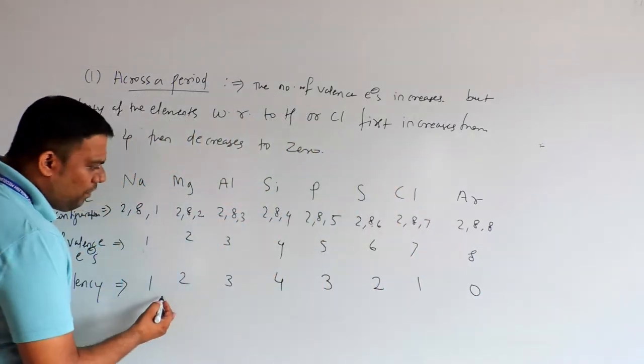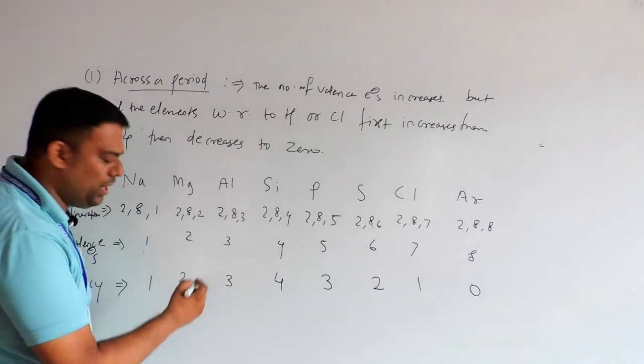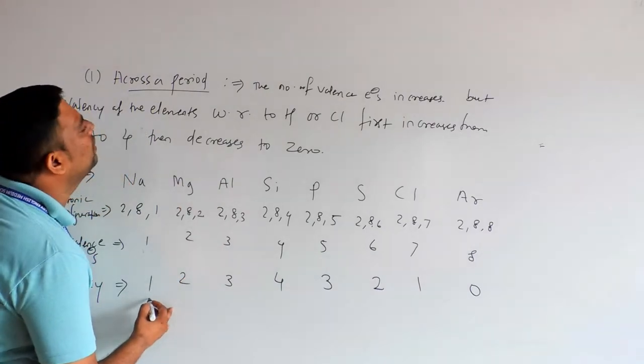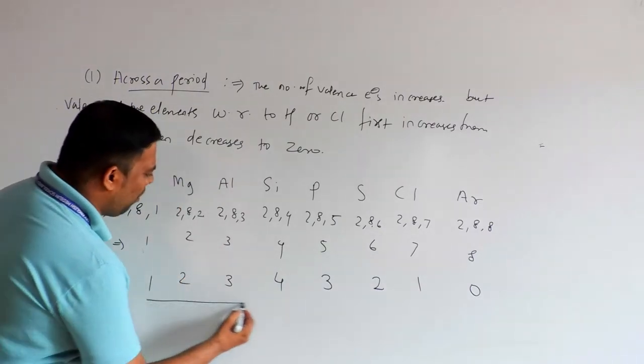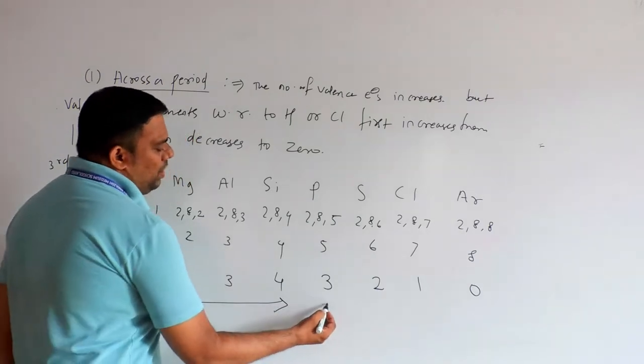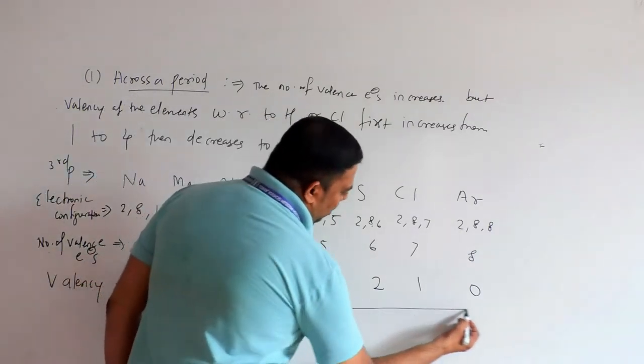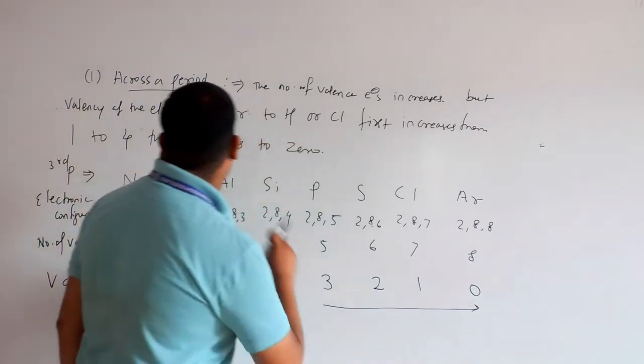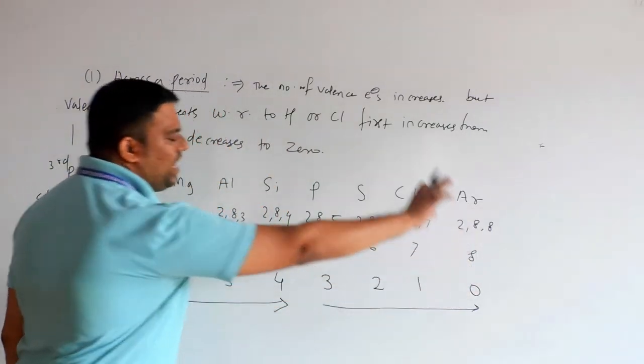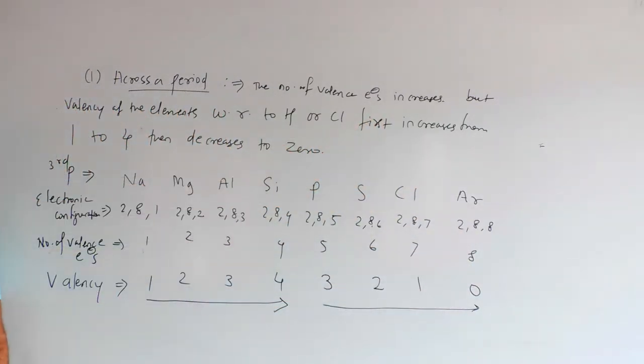So see, valency across the period first increases from 1 to 4, then it decreases from 3 to 0, like this. So beta, you have to write it correctly.